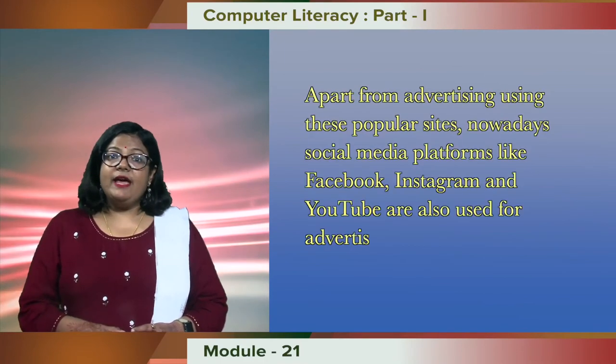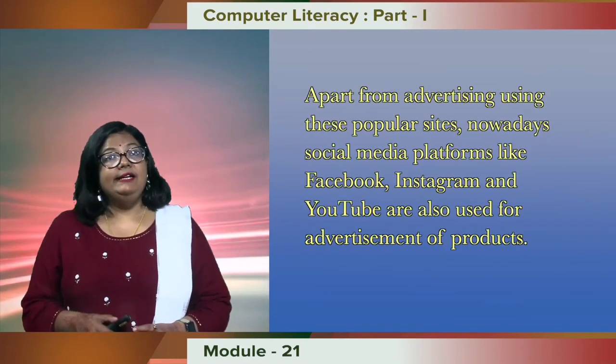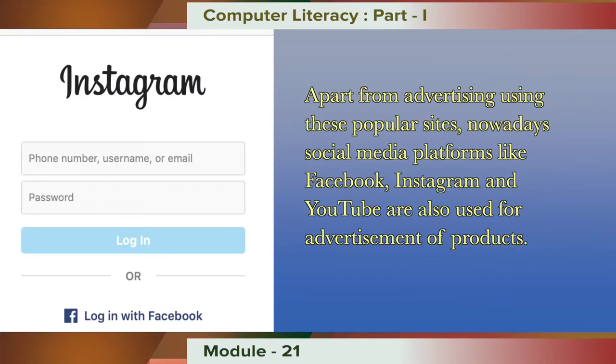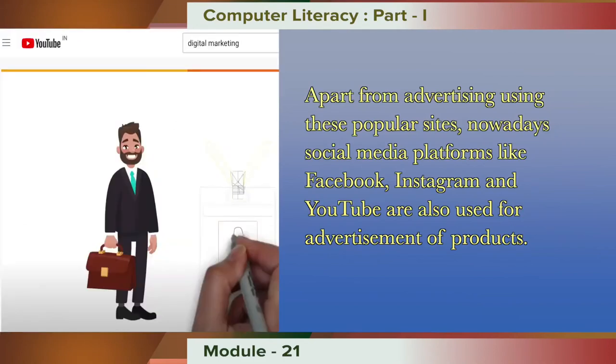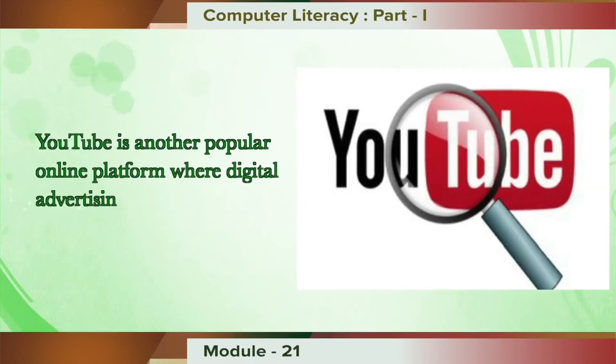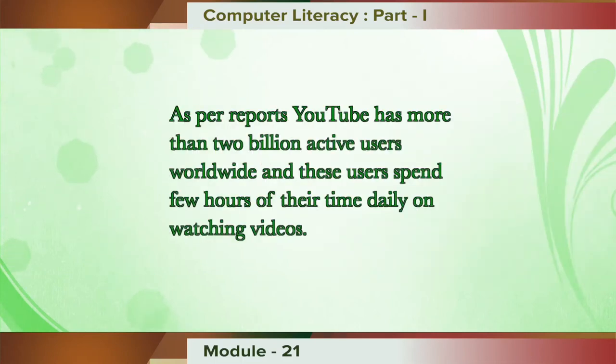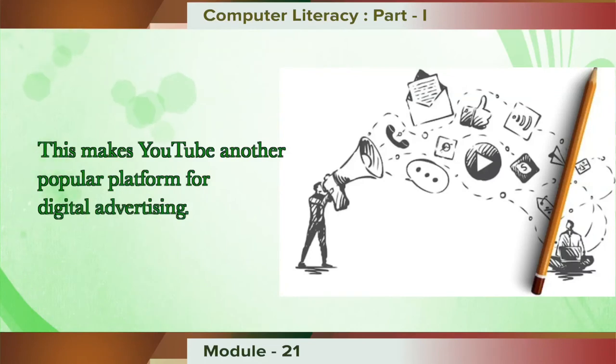Now, apart from advertising using these popular sites, nowadays, social media platforms like Facebook, Instagram, and YouTube are also used for advertisement of products. YouTube is another popular online platform where digital advertising is extensively used. As per the reports, YouTube has more than 2 billion active users worldwide, and these users spend a few hours of their time daily on watching videos. This makes YouTube another popular platform for digital advertising.